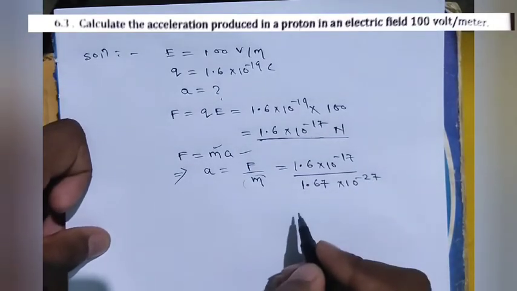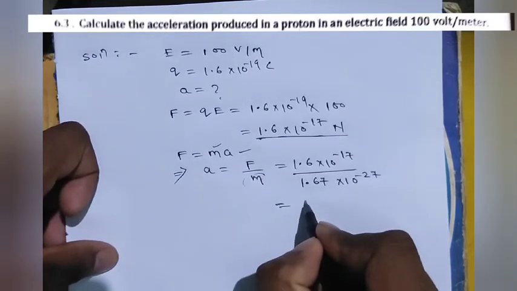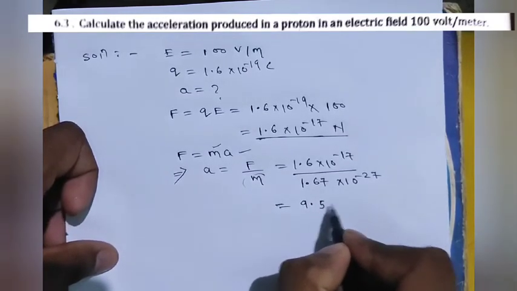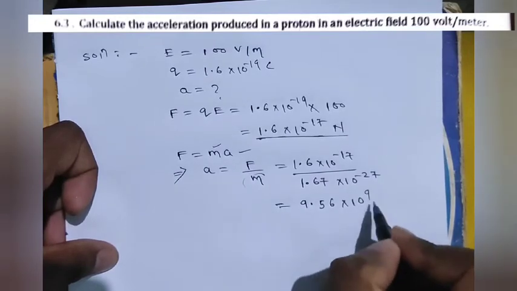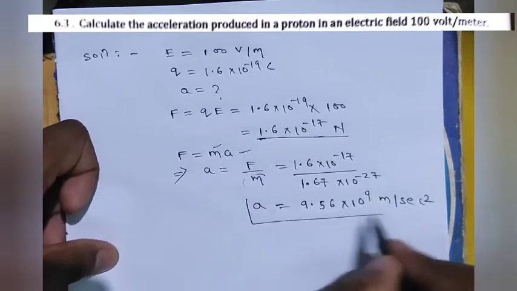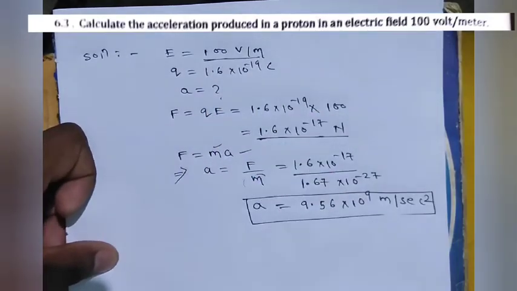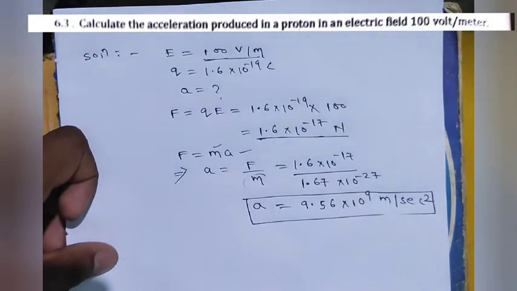So when we simply calculate, it will be 9.56 into 10 to the power 9 meter per second square. So this is the acceleration produced by the proton when it travels in an electric field of 100 volt per meter. So is it clear? Now I shall come to the next question.